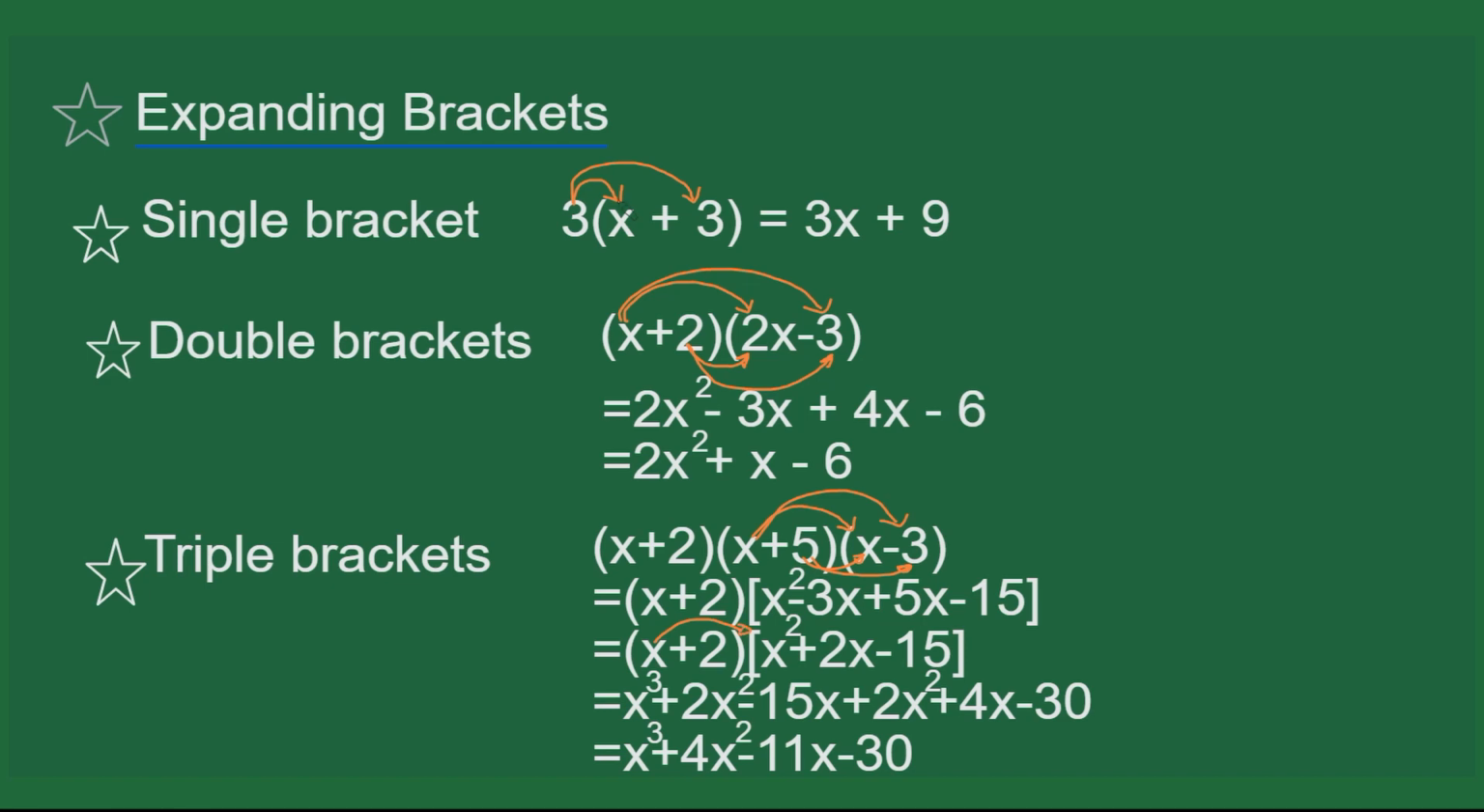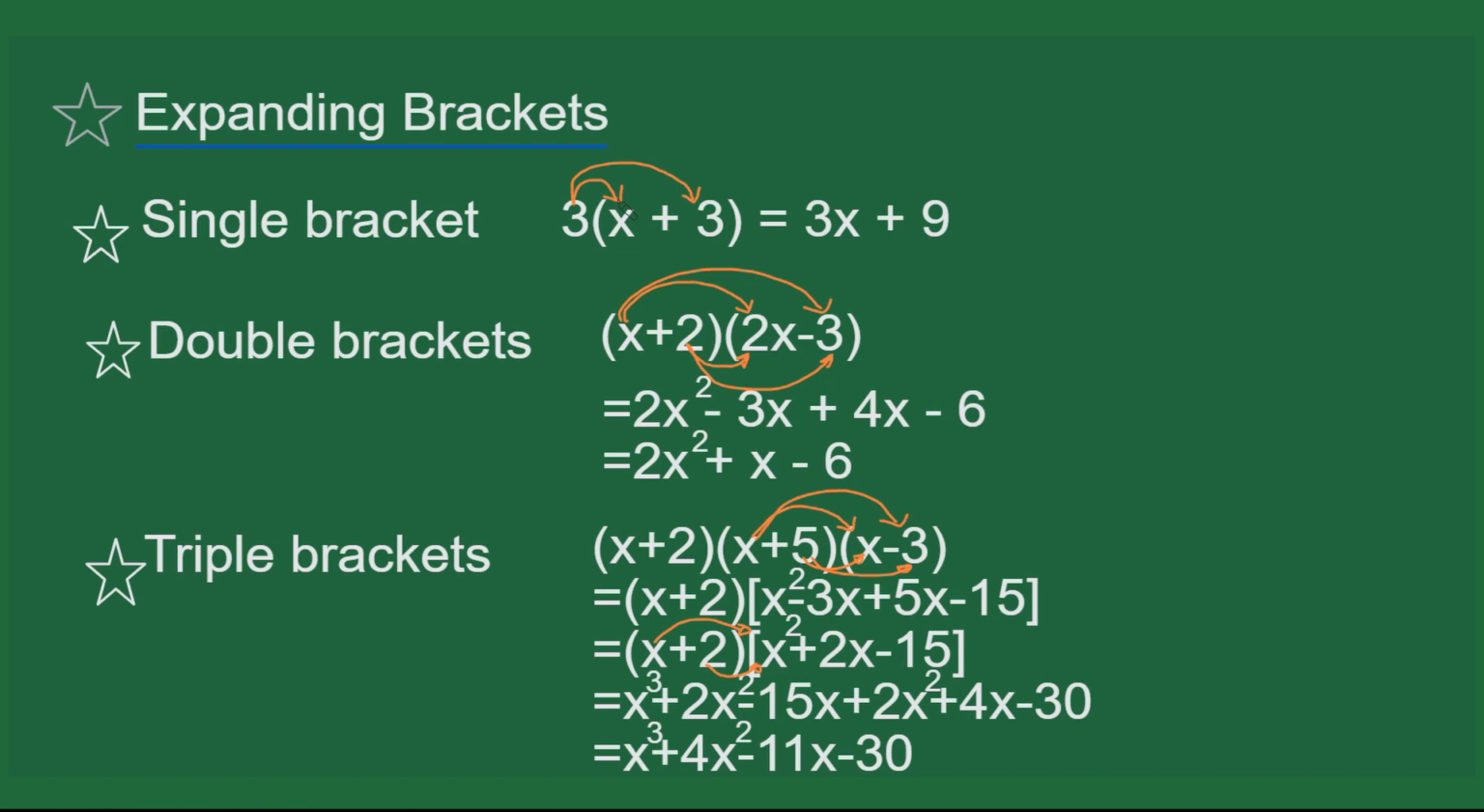Then from the x, you're going to multiply the entire bracket: x times x squared, x times 2x and x times minus 15. So you get 3 terms on that. Then plus 2, you're going to multiply the entire bracket. So plus 2 times x squared, 2x and minus 15. So you got another 3 terms. So altogether 6 terms there.